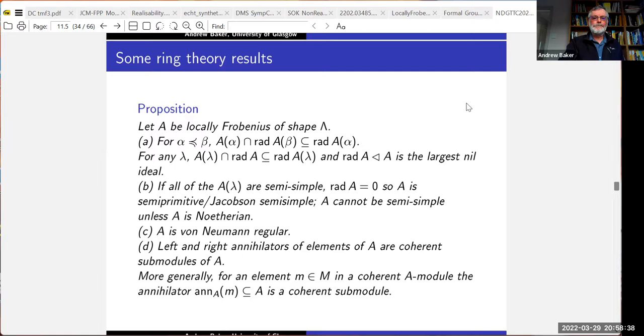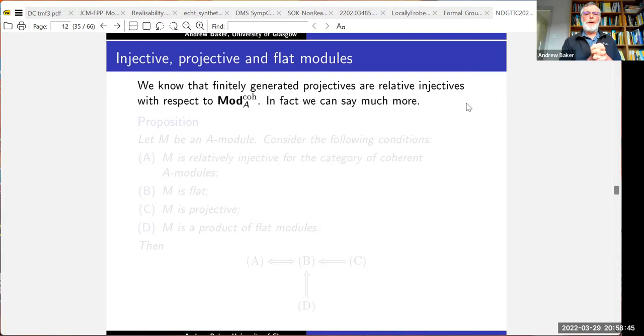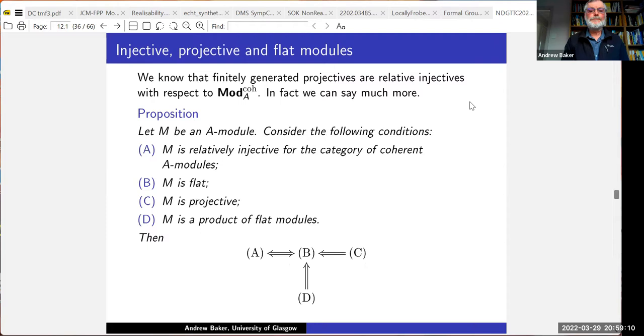Okay, so now let's talk a little bit more about this injective, projective, and flat module business. I've already mentioned that finitely generated projectives happen to be injectives relative to coherent modules. So those are injectives in the category of coherent modules. But we can actually say a lot more about this.